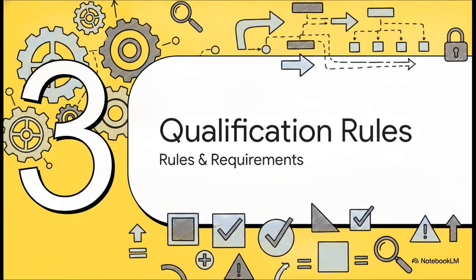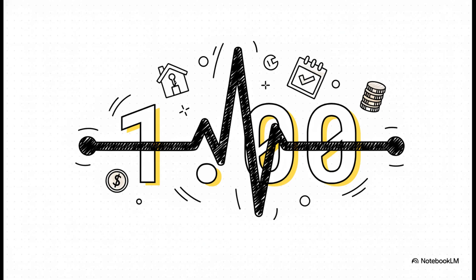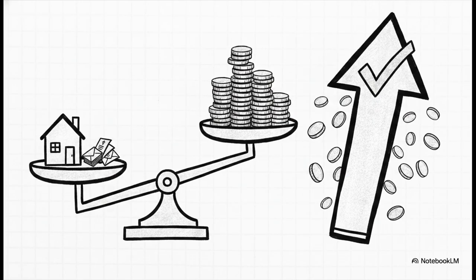Let's transition into Section 3, qualification rules and requirements. Let's look at the math. If you remember literally only one thing from this entire explainer regarding your required debt service coverage ratio, make it this magic number right here, 1.00. This is basically the baseline heartbeat of a DSCR loan. To put that into perspective, if your mortgage, taxes, and insurance costs $2,000 a month, and the property's expected rental income is also $2,000 a month, your DSCR is 1.00.